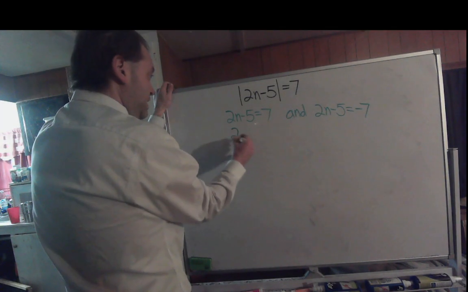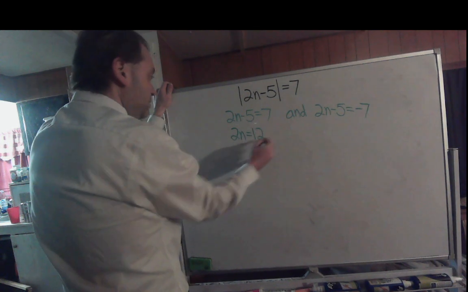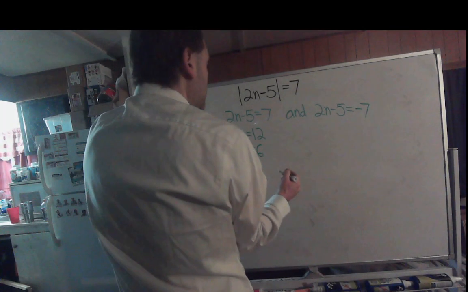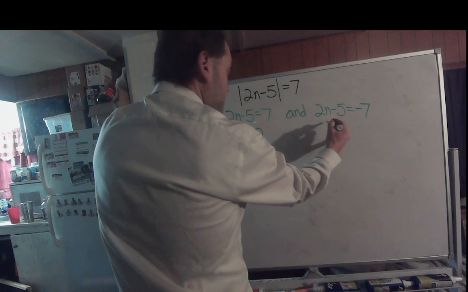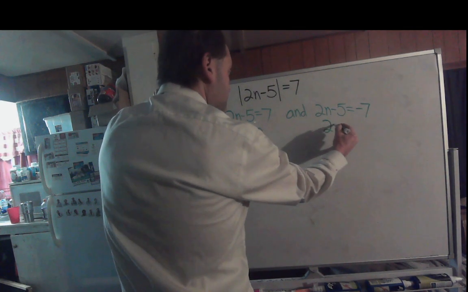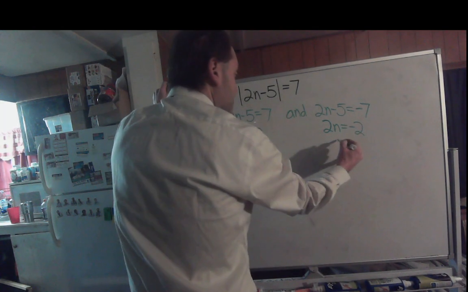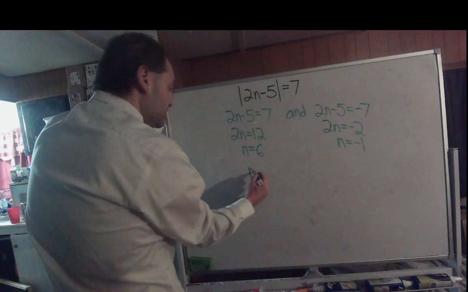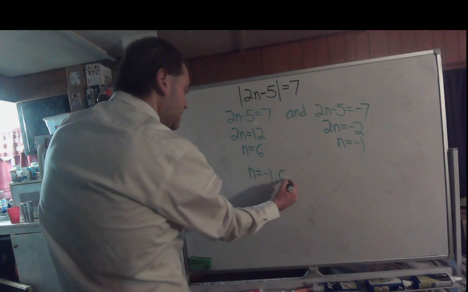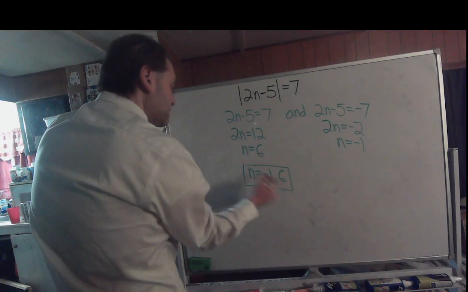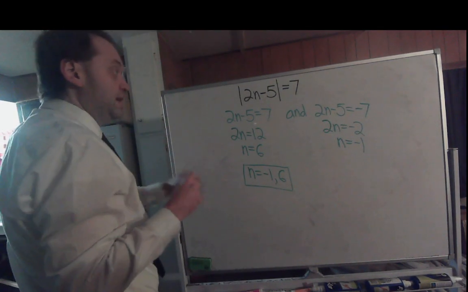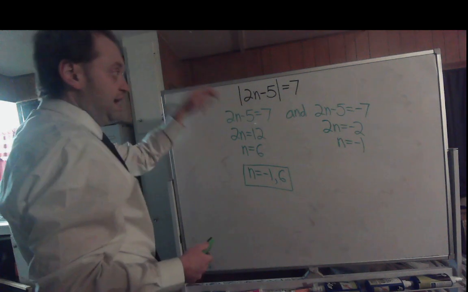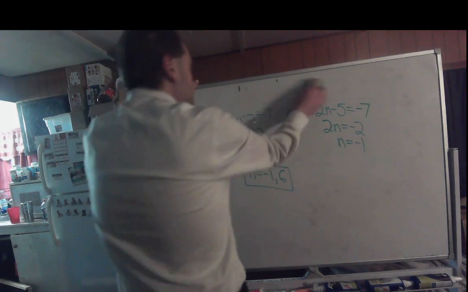So you would get 2n equals 12, which n would equal 6. And then you would have, solve for 2n here, you would end up having 2n equals negative 2, which would end up giving you n equals negative 1. So your two solutions for n are going to be negative 1 and positive 6. Those would be the two solutions for n, negative 1 and positive 6. And if you're ever curious if you got it right, stick each of these into the absolute value. You should get a true statement.